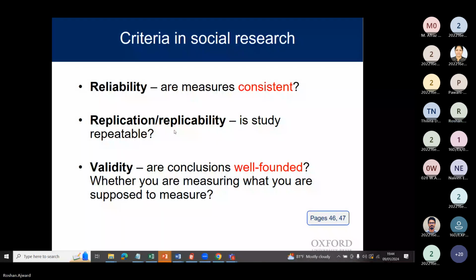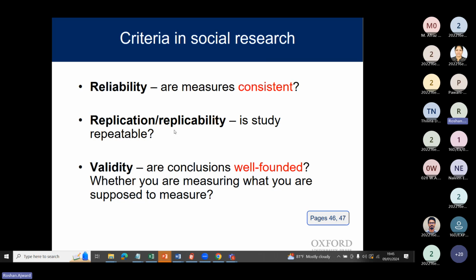Then number two, replication. Replication means whether you can repeat a study. Maybe you do a study in Jayavardhanapur University, can you repeat that in SAB? Yes, why not? You change only the institutional name and give the questionnaire. That's called replicability. Then validity is whether the conclusions you come to once you analyze the data are well-founded, and you trust them. That's called validity.